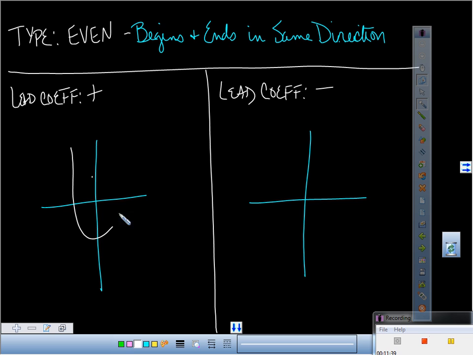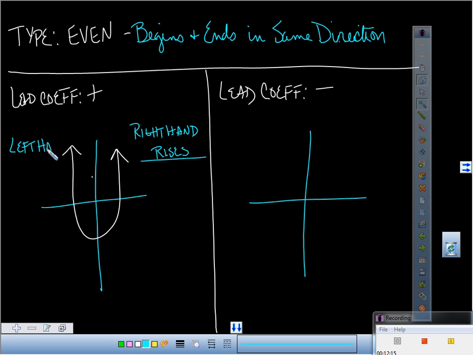Now, ever seen anything like this? Oh, please, the dreaded chapter 4, right? A quadratic, an x squared. That's an even function. Does he begin and end in the same direction? Okay, he's positive. He had to end up, and because he's even, he had to begin up. Okay, so let's write down all of his stuff. What about his right hand behavior? What does his right hand behavior do? What about his left hand behavior? Very good.